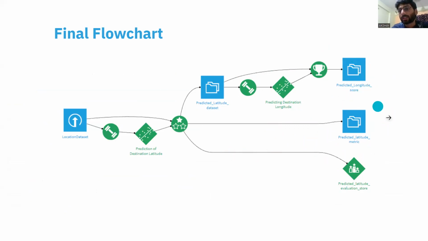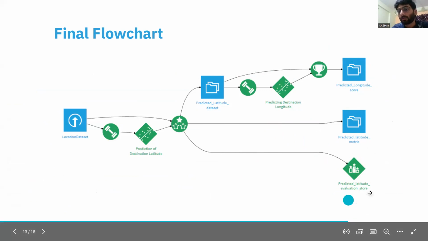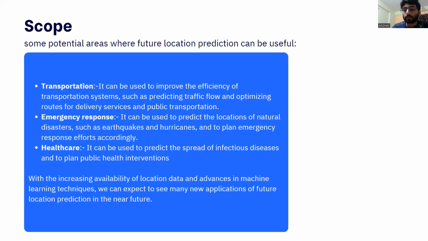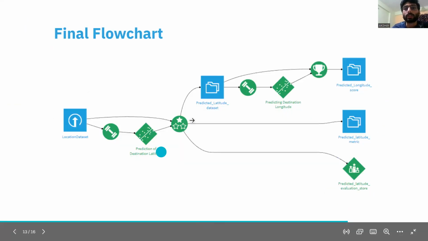Okay, these are the latitude metrics, and these are the evaluation scores. We don't need to do much with them. So this is all about my model. This is the complete model.